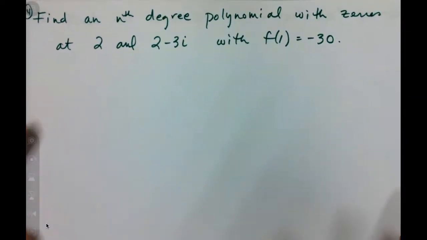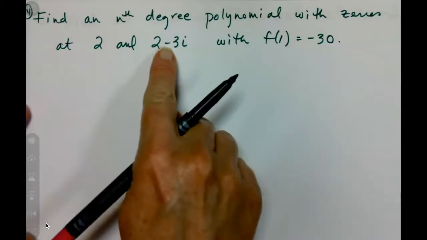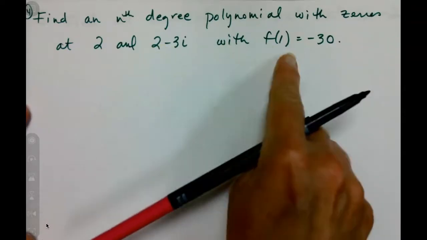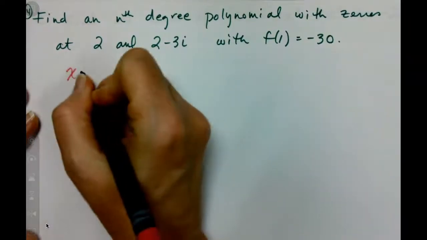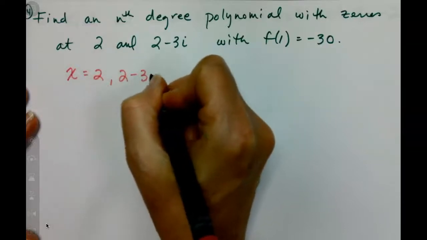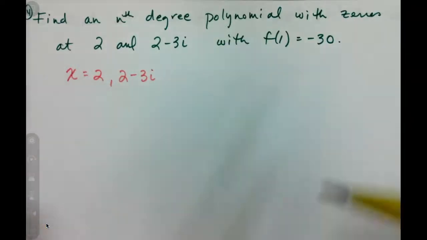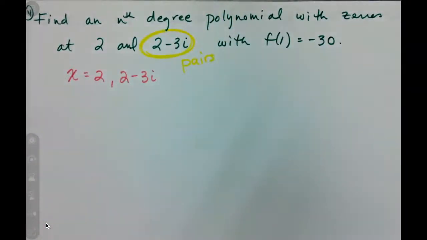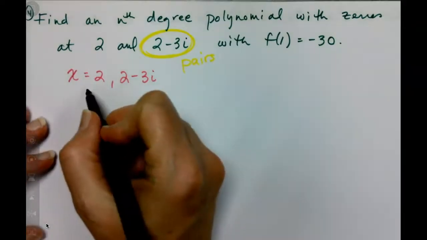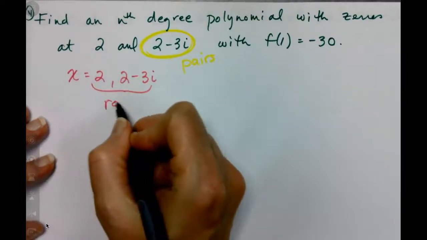Next, find an nth degree polynomial with zeros at 2 and 2 minus 3i with f of 1 equal to negative 30. So we're going to take our zeros. So if x equals 2 and 2 minus 3i, be reminded that imaginary roots always come in pairs. So you've got 2 ways to find these particular factors. You can use complex conjugates, or you can use inverse operations, which is the way I'm going to do it right now. So also what we talked about in class, these are roots.